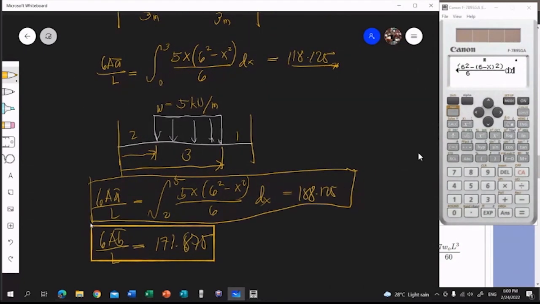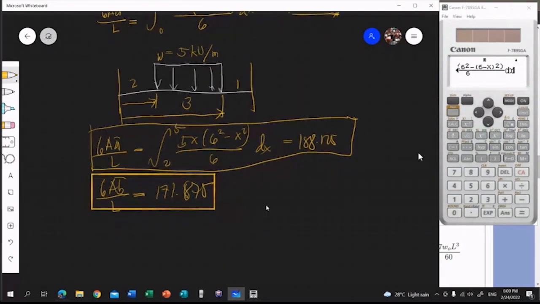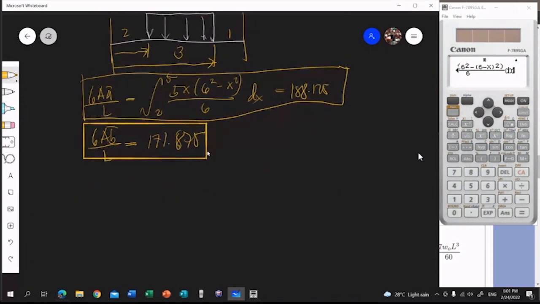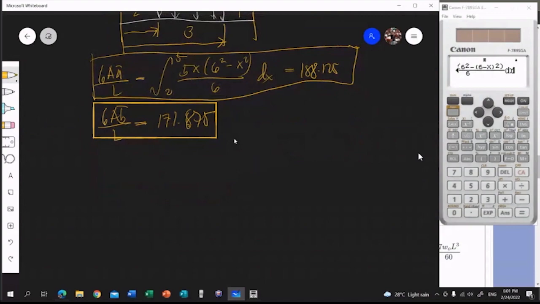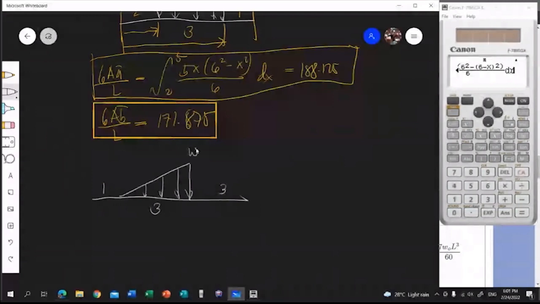Okay? Naintindihan ba? Naintindihan. Okay, another benefit ng ganito is, for example, if we are about to solve for 6A bar over L. Paano natin i-solve?